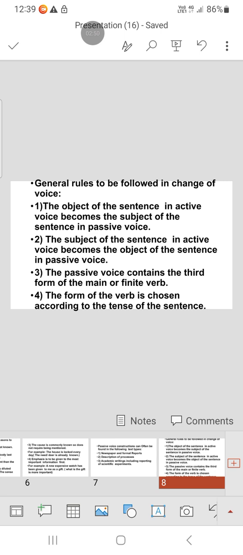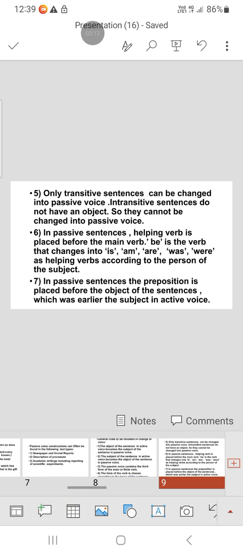First, the object of the sentence in active voice becomes the subject of the sentence in passive voice. Second, the subject of the sentence in active voice becomes the object of the sentence in passive voice. Third, the passive voice contains the third form of the main or finite verb. Fourth, the form of the verb is chosen according to the tense of the sentence.